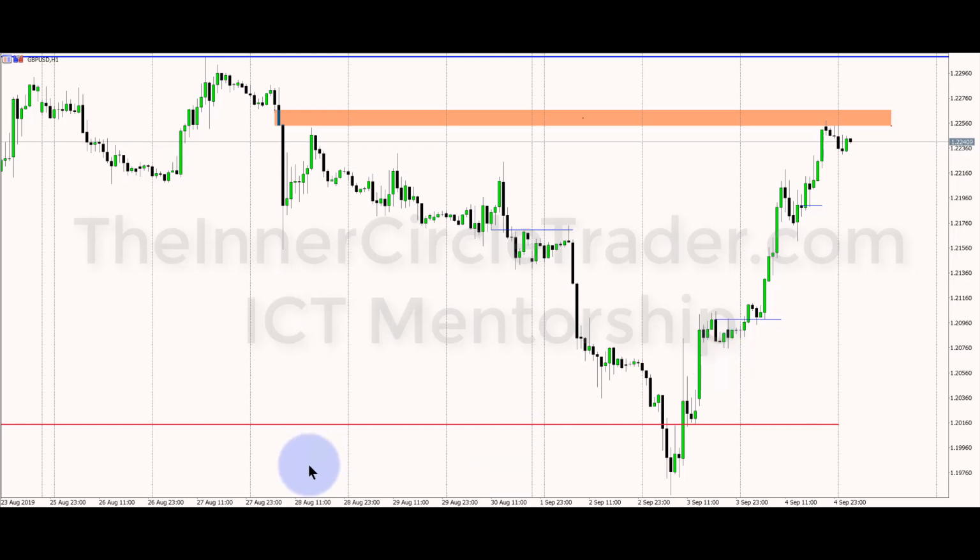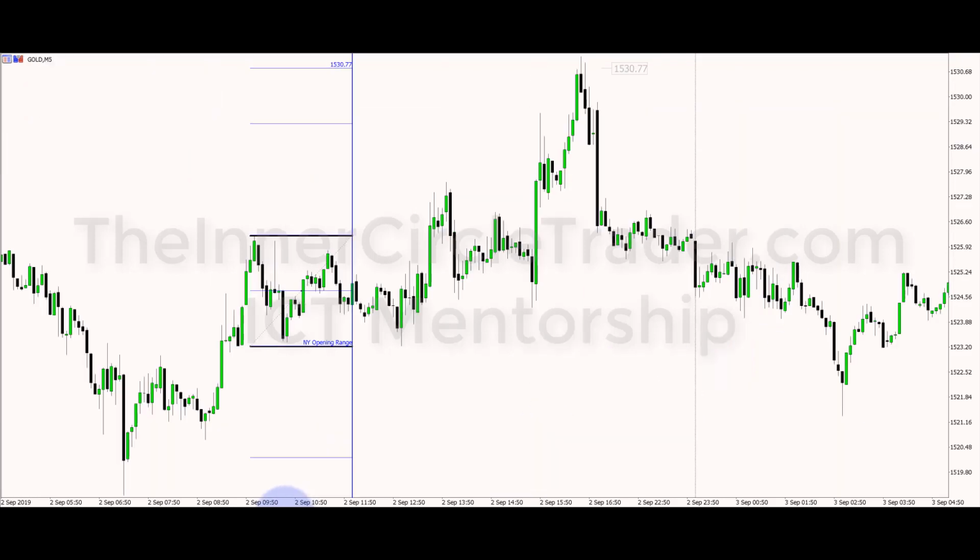I just want to roll right over to gold for a moment. And here's Monday's trading, the New York opening range concept I gave you this past weekend, and projected daily high 1530.77, and it went to a high of 1531.09. Not bad. Again, we like to use the round number, not so much the decimals.